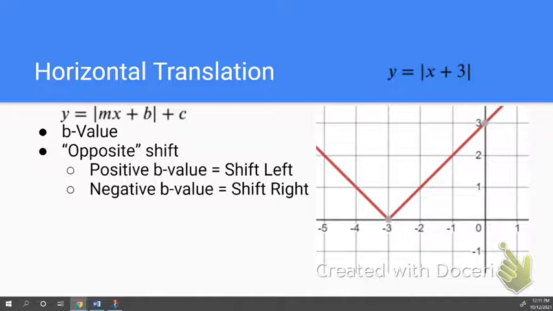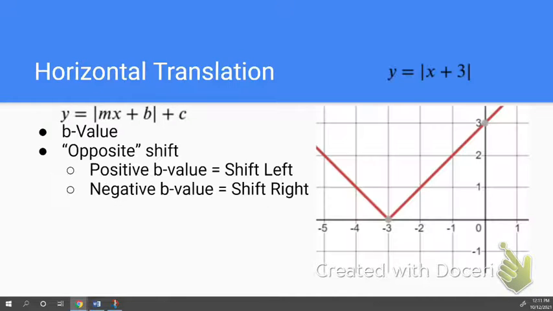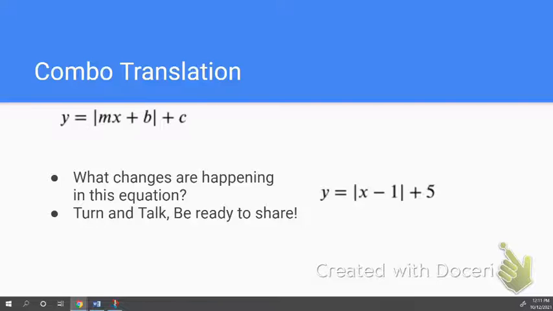Okay, next we're going to look at a stretch or a shrink. Oh, we're going to do a combination. What changes are happening to this equation? Turn and talk. This just has translations in it. No stretches, no reflections. Turn and talk right now.